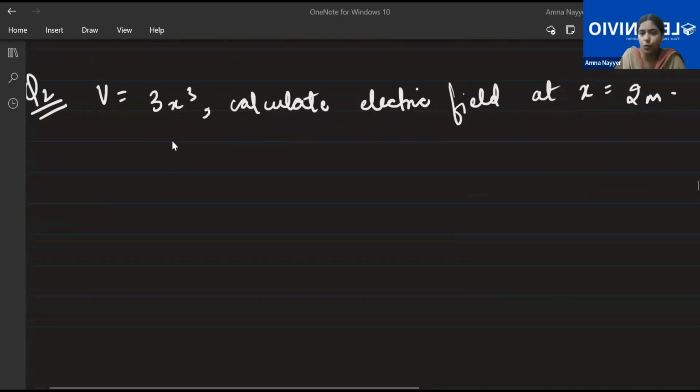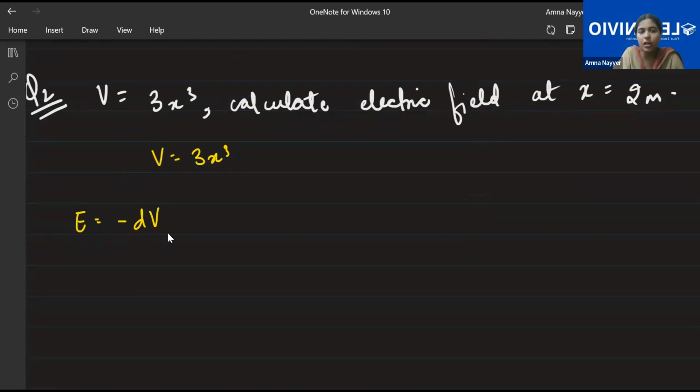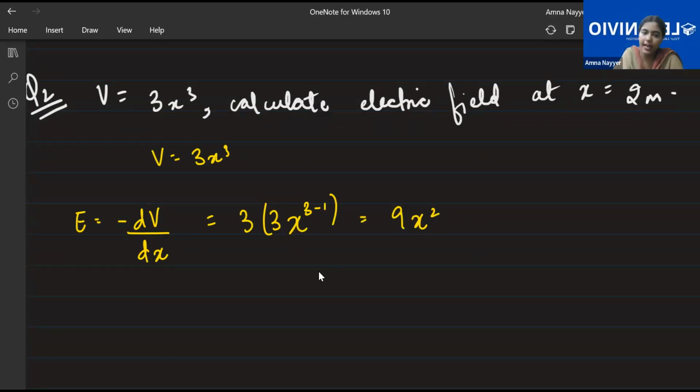See, V is 3x cubed. We have to calculate the electric field at x equal to 2 meters. Now, if the potential is 3x cubed, what is the electric field? Minus dV over dx. That is 3 times x to the power 3. How do we differentiate it? n x to the power n minus 1. So this becomes 9x squared, right? So we have the electric field as 9x squared Newton per coulomb.